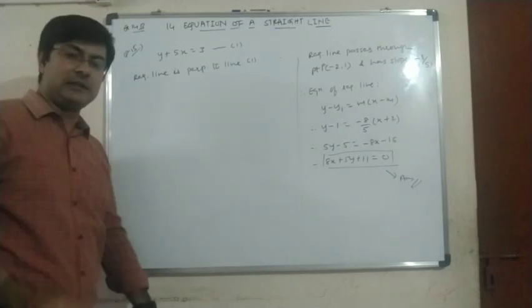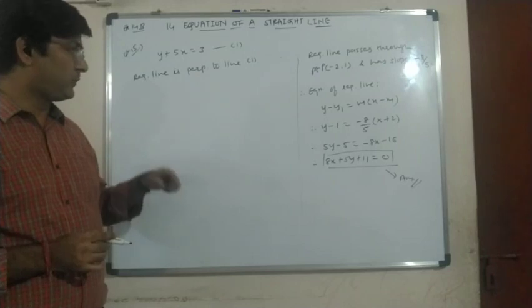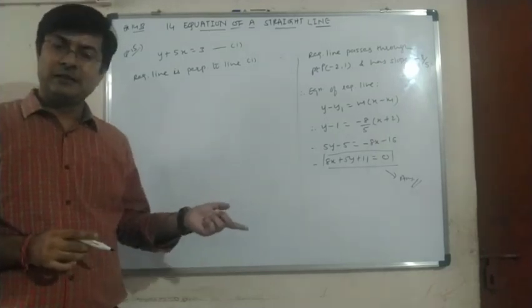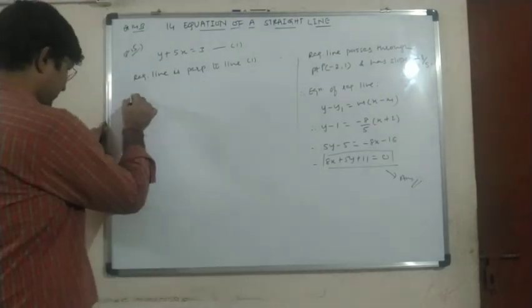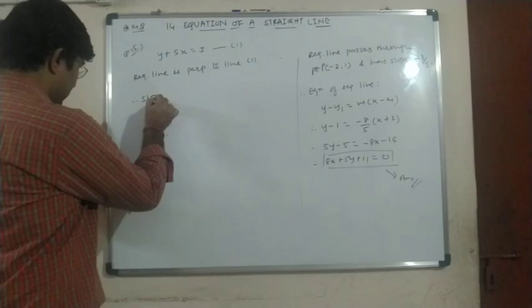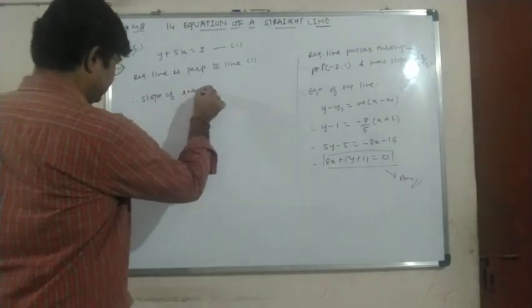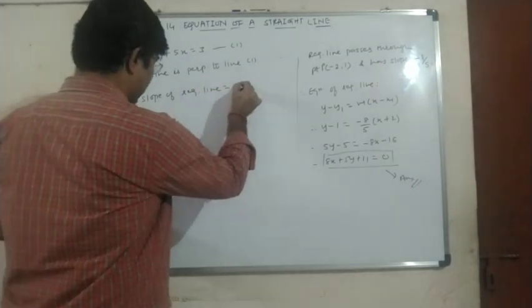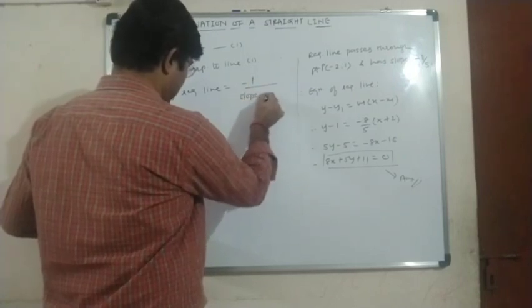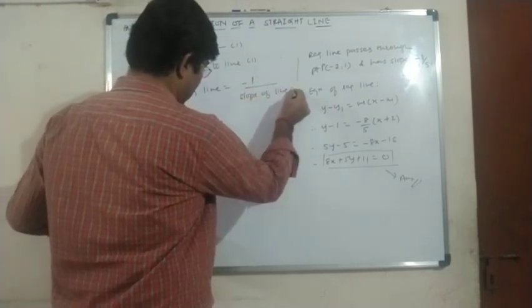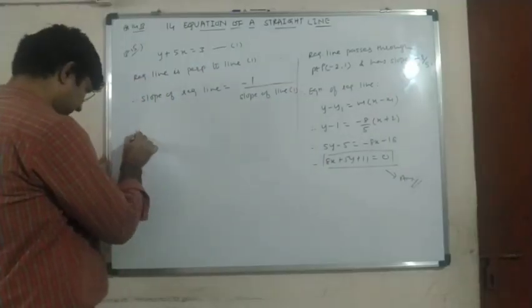Okay, now we know the relationship between the slopes of two perpendicular lines. The slope of the required line will be the negative reciprocal of the slope of the given line. Yes or no? So we will write down, therefore, slope of required line will be equal to -1 upon slope of line 1. Clear? Now let us find out the slope of line 1.